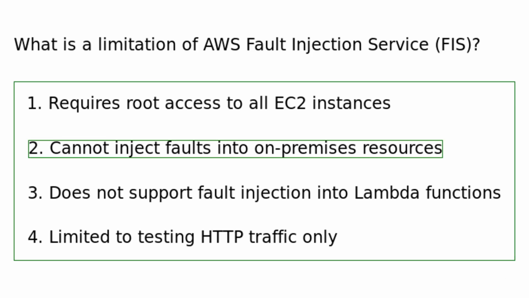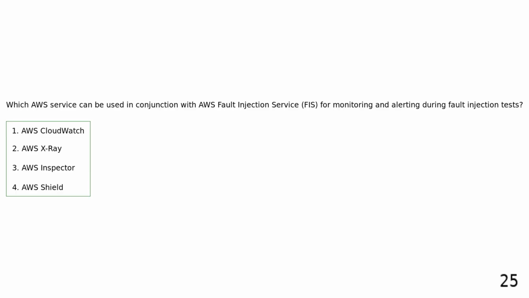AWS Fault Injection Service is limited to injecting faults into AWS cloud resources and does not support on-premises systems or Lambda functions. Which AWS service can be used in conjunction with AWS Fault Injection Service for monitoring and alerting during fault injection tests? AWS CloudWatch, AWS X-Ray, AWS Inspector, AWS Shield.